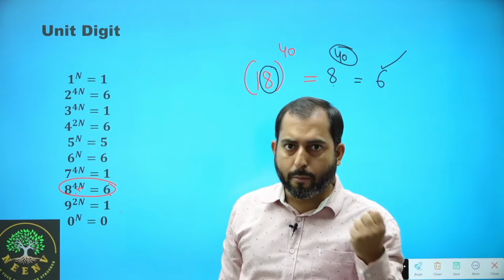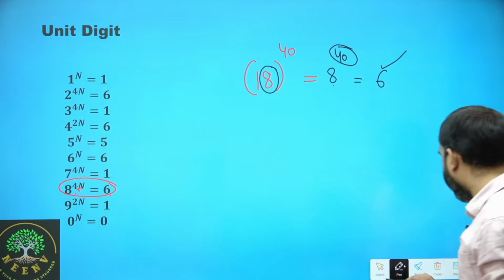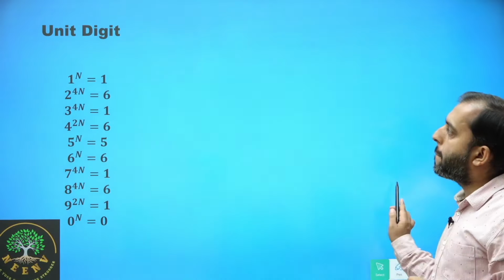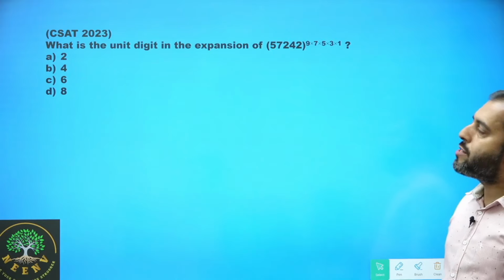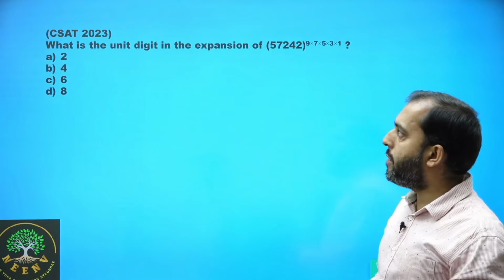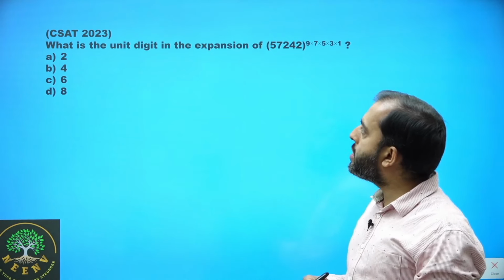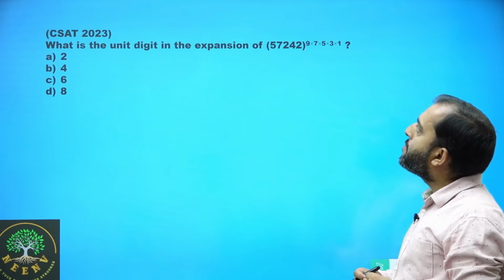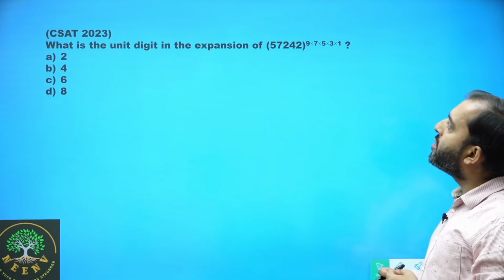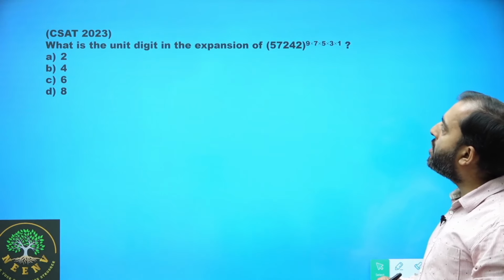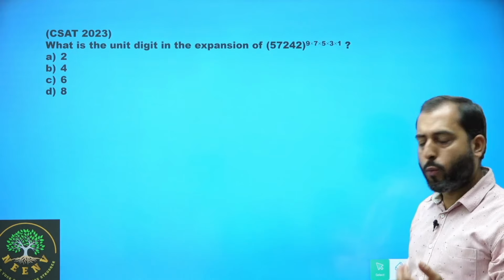Let's solve some problems now. So this was the problem in your exam in 2023. The problem is, what is the unit digit in the expansion of 57242 raised to the power 9 into 7 into 5 into 3 into 1?